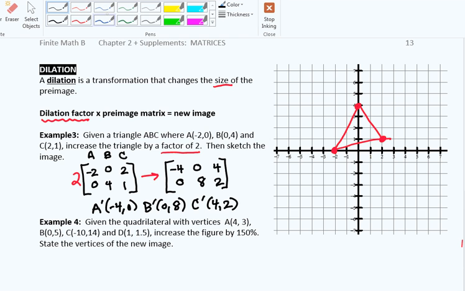And if you wanted to, you could go ahead and put those on the grid. Negative 4, 0, 0, 8. Oh, that's way up here. 4, 2. And we get our answer.